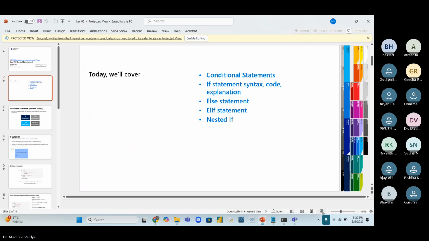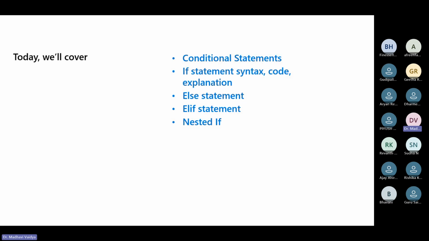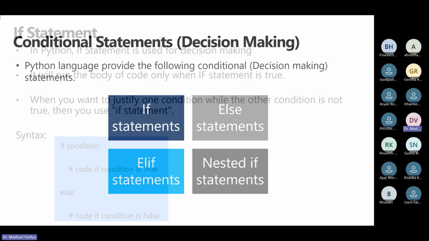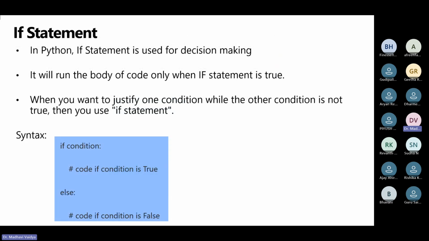Okay. We can talk about conditional statements: if statement, syntax, code, explanation. We talked about the operators last time, else, elif, and nested if. So Python language provides the following conditional or decision-making statements: if, then else, then elif, and nested if. Actually we saw all of them. If we come to know something new, we can discuss that also. In Python, the if statement is used for decision making.